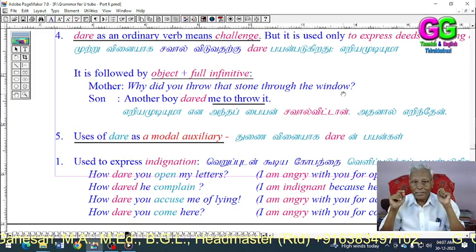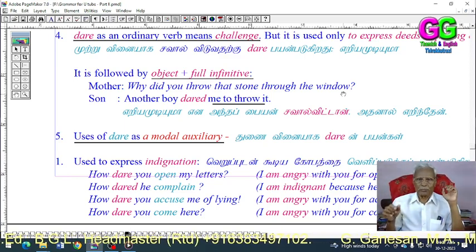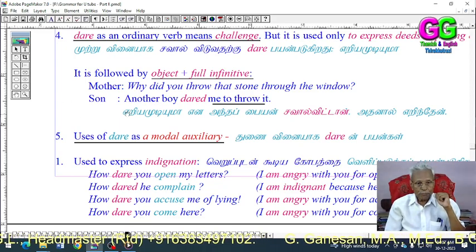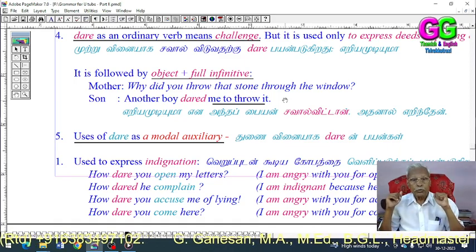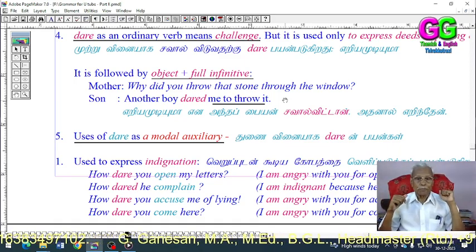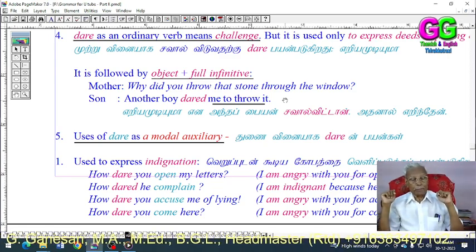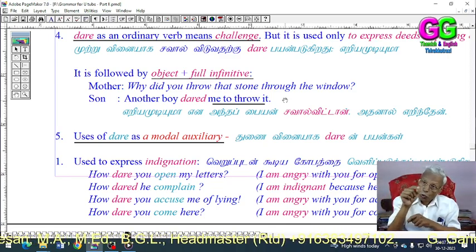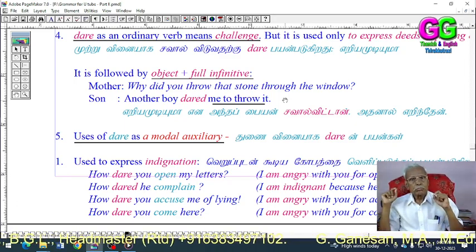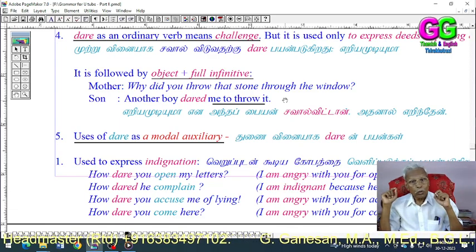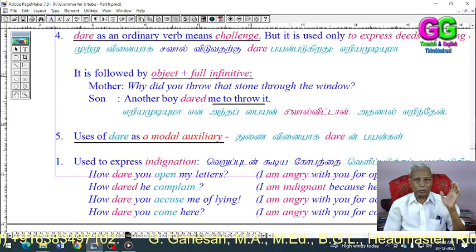Mother asks her son, "Dear son, why did you throw the stone through the window?" Now the boy replies, "Another boy dared me to throw it. Dear mother, the other boy challenged me whether I could throw the stone through the window. So I threw the stone through the window. Another boy dared me to throw it."